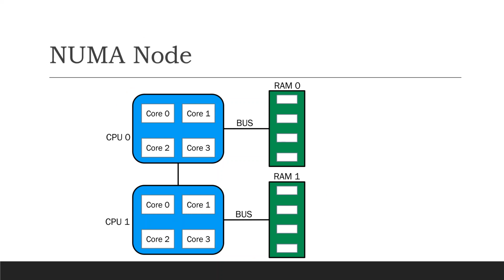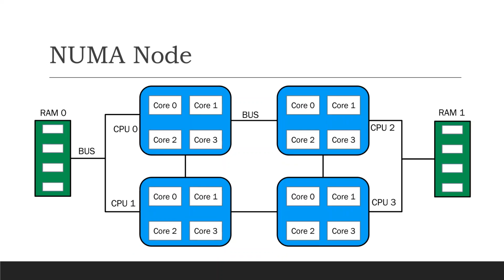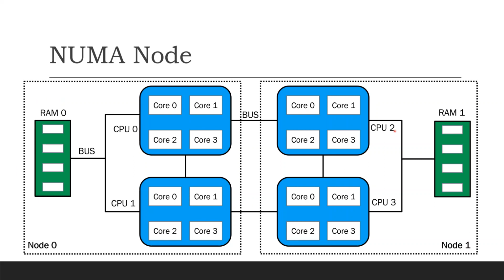Now when we talk about a NUMA node, typically one CPU is bound with one RAM. So in this case we have two NUMA nodes. This is a typical architecture. However, there can be systems where multiple CPUs are interconnected with a RAM. Here, CPU 0 and CPU 1 are connected with RAM 0, so they are serving as one node. Similarly, CPU 2 and CPU 3 are connected with RAM 1, so they serve as the other node.